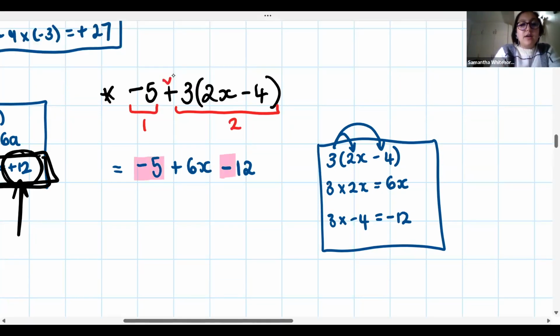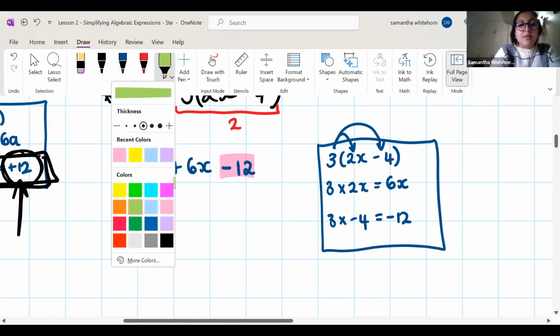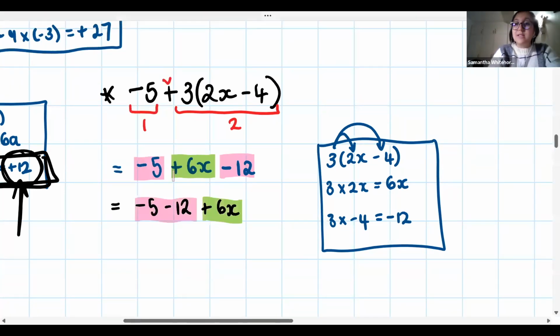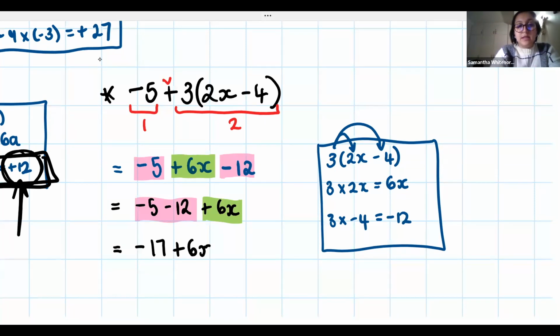Our very last step that we do, step number 3, is we find our like terms. So the -5 and the -12 are both constants. They are like terms. And then we've got 6x. Now again, if you want to put them together, so -5, -12 plus 6x, so that your like terms are grouped, that is fine. But again, grade 8, you don't have to do it. If you don't want to, you don't have to. It is helpful sometimes to make sure you are adding all of your terms. So -5 minus another 12, -17. And then we've got that plus 6x.